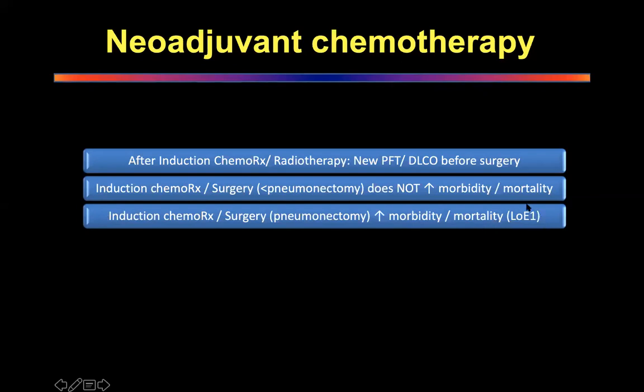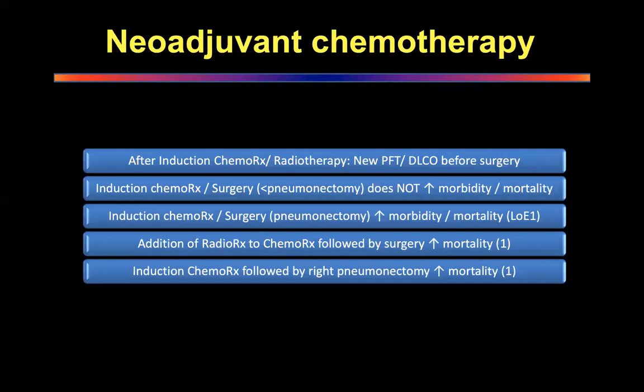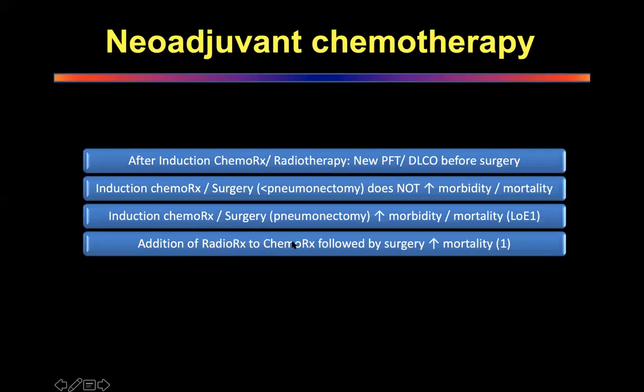Look at the level of evidence. It's 1. Okay, meta-analysis. Its meta-analysis shows that people who undergo pneumonectomy after receiving chemotherapy have very high risk of morbidity and mortality. Same thing for chemoradiotherapy as well. Addition of radiotherapy to chemotherapy followed by surgery increases mortality. So chemoradiotherapy increases mortality even if you're not doing a pneumonectomy. So it's important to understand this statement.